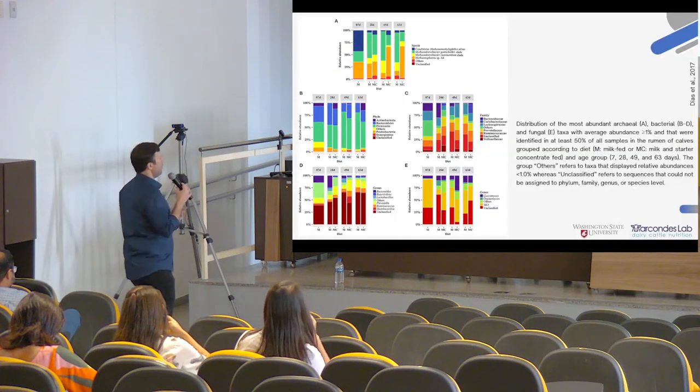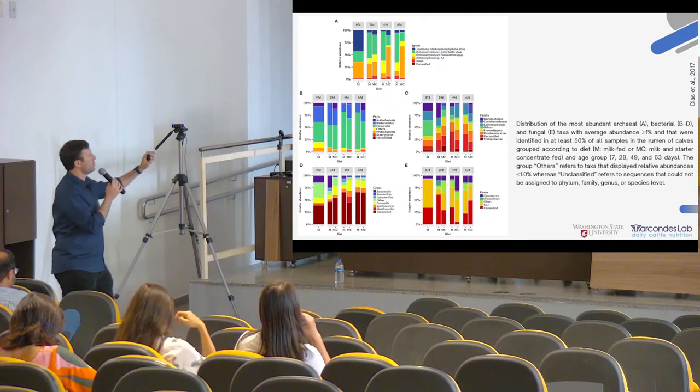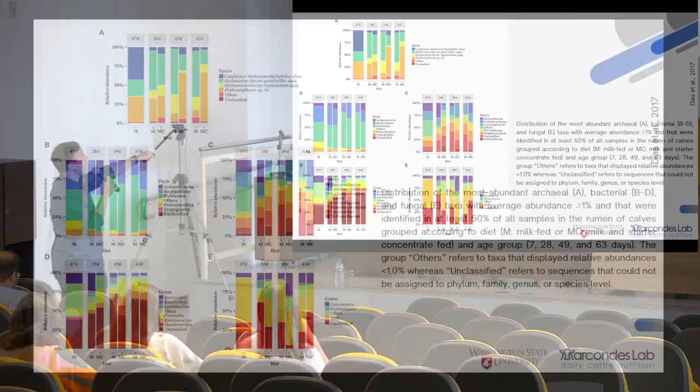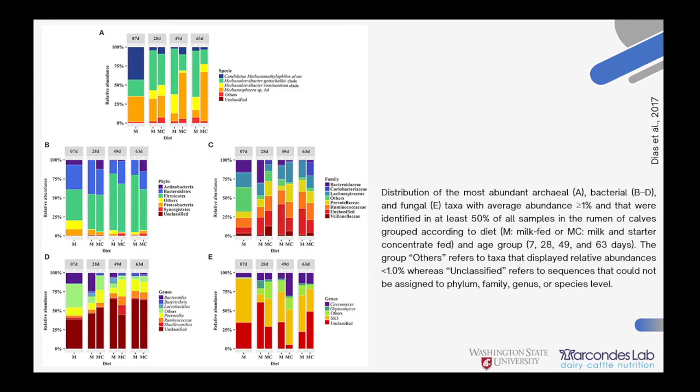So, again, it's very hard to see, but I'm going to highlight this first graphic here. Here you have the methanogenic bacteria. First, this is 7 days, no concentrate. So the first bar is only milk. The second bar is milk plus concentrate.